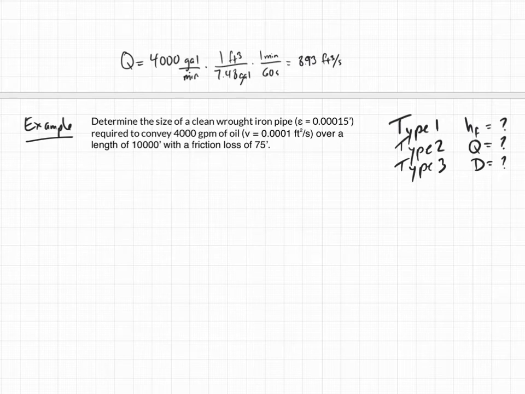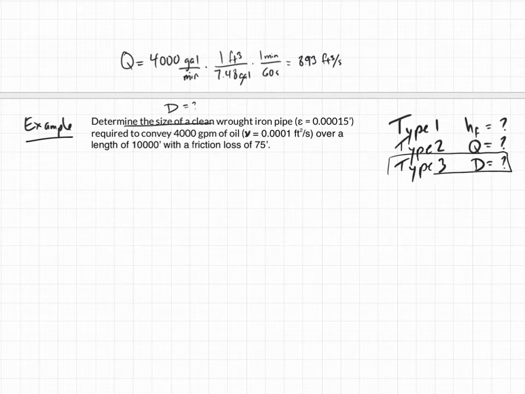Viscosity equals 0.001 feet squared per second. Oh, feet squared, that's a viscosity. All right. Over a length of 10,000 feet with a friction loss of 75 feet. Okay, so determine the size. So we're looking for D. So this is a type 3.